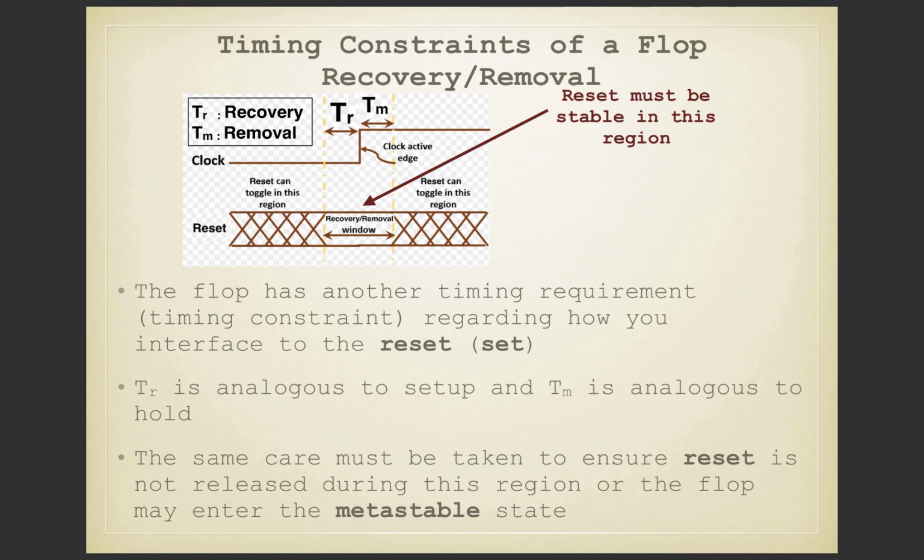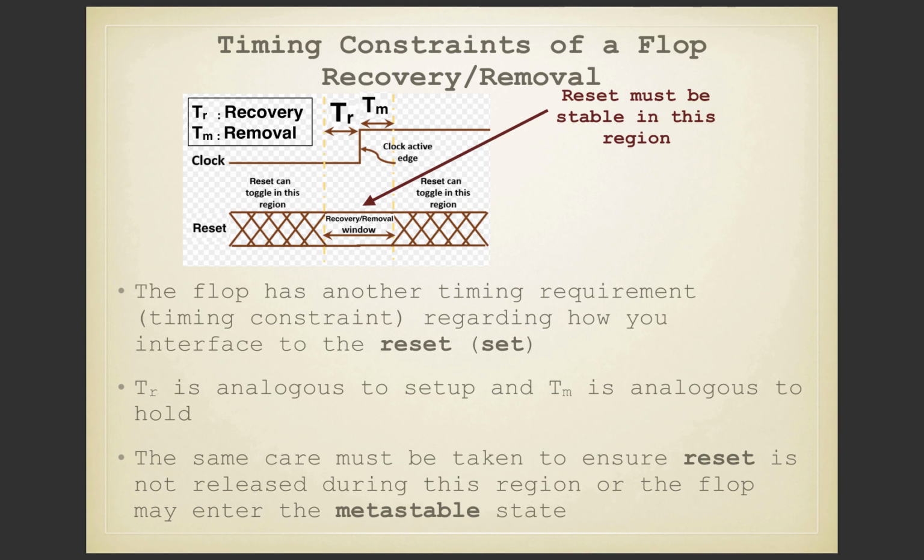Another constraint that is imposed on synchronous design of flops is the relationship between the deassertion of reset and the active edge of the clock. Just to be clear, we all understand what I mean by deassertion. You are either going into reset when you assert the reset signal, or you're coming out of reset when you deassert the reset signal. In this case, the constraint is still with respect to the active edge of the clock. Again, it's very similar to the setup and hold, but now we call it recovery removal. The fundamental rule is the same as setup and hold. When you're leaving reset, when you're deasserting reset, you cannot release the reset in that window. If you switch the reset in that window, the flop may go metastable.